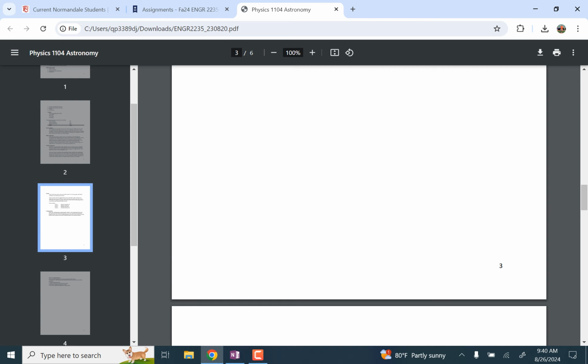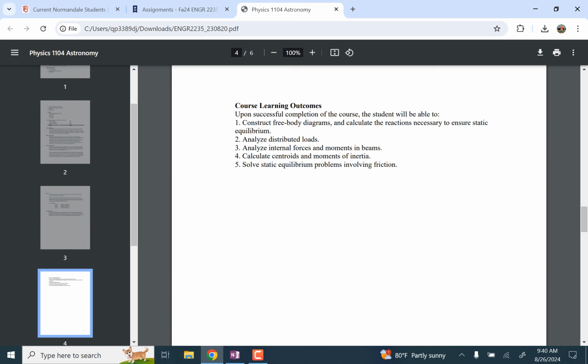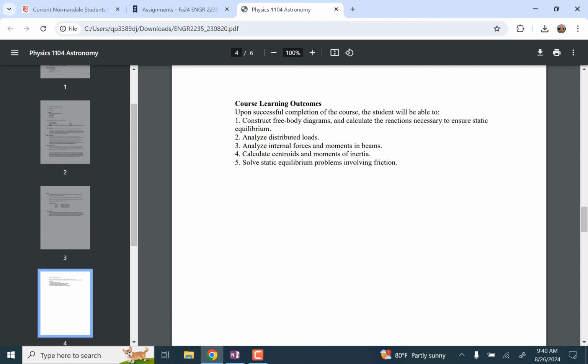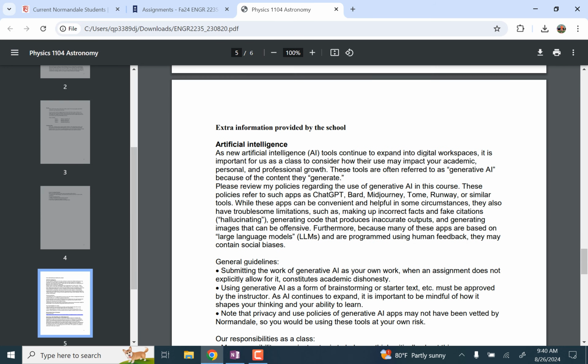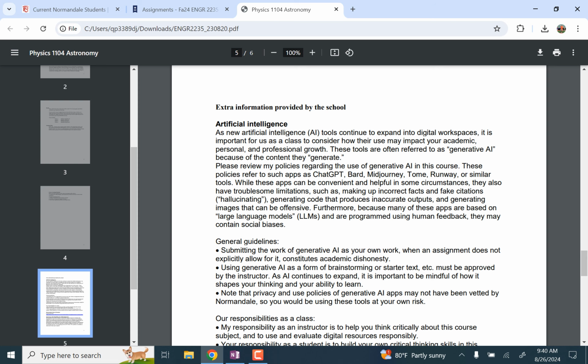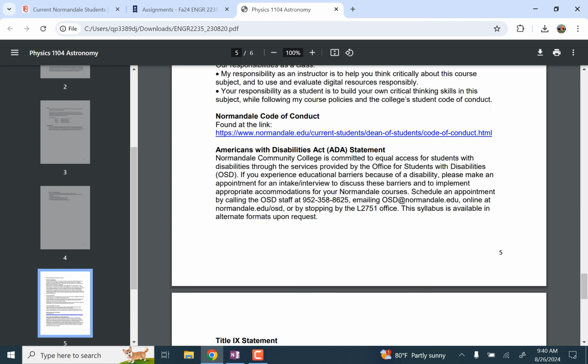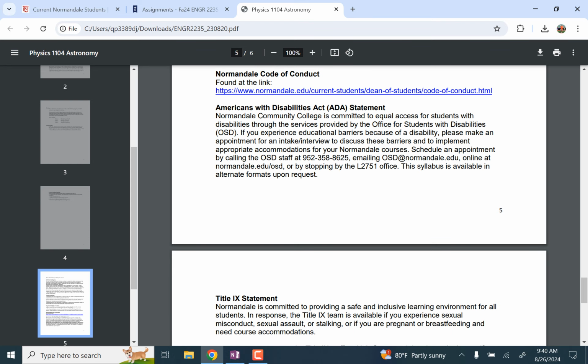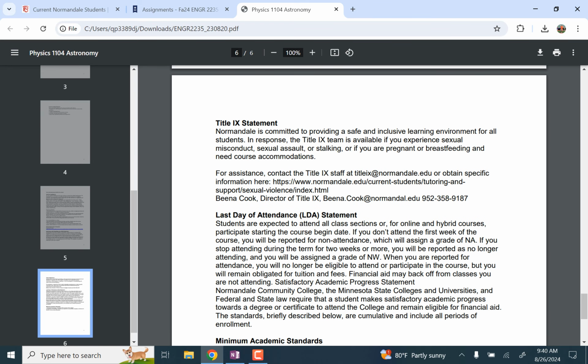And then the rest of the syllabus, there's a whole bunch more, but it's really just stuff that's for administrators and stuff. There are some resources here if you want. It wouldn't hurt to just scroll through this and see if there's anything useful for you. Here's an AI thing, Americans with Disabilities Act, Title IX.